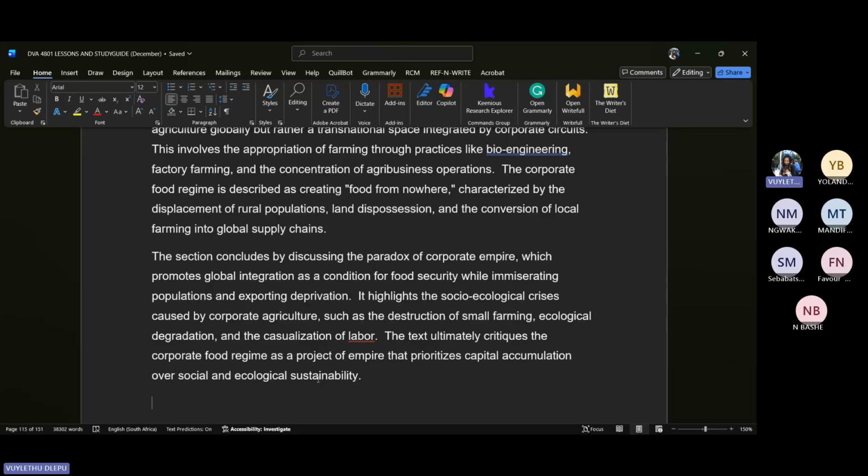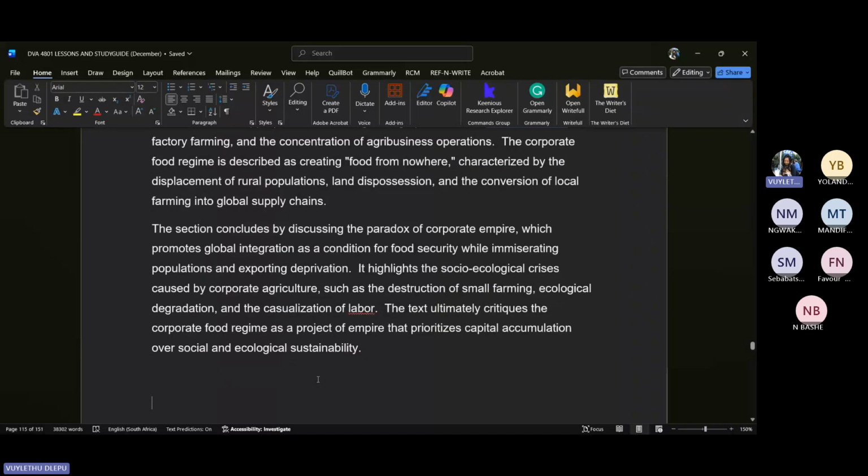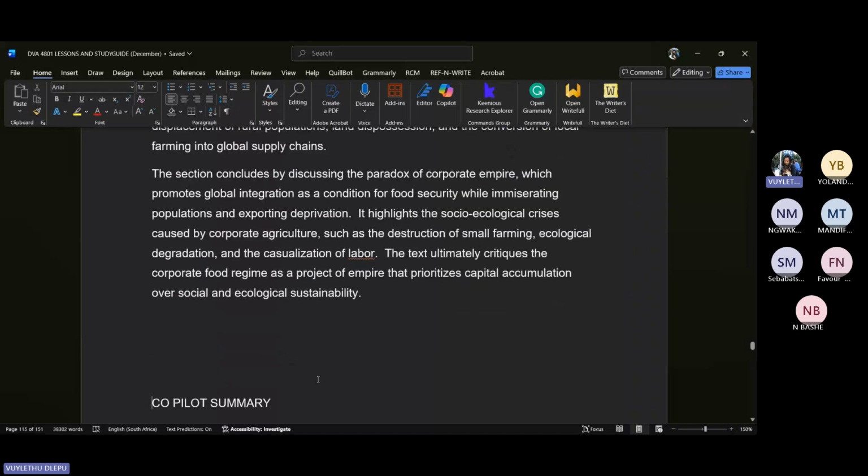It highlights the socio-ecological crisis caused by corporate agriculture, such as the destruction of small farming, ecological degradation, and the casualization of labor. This text ultimately critiques the corporate food regime as a project of empire that prioritizes capital accumulation over social and ecological sustainability.